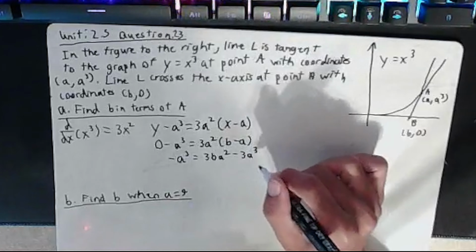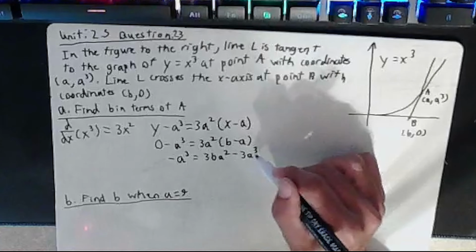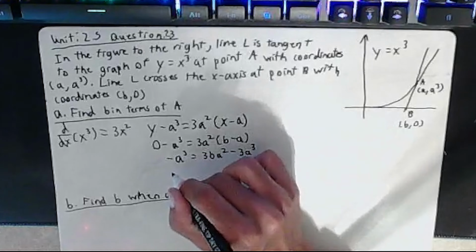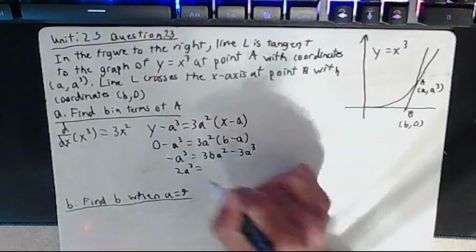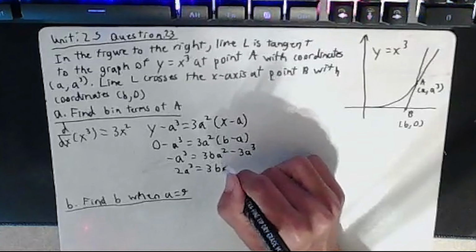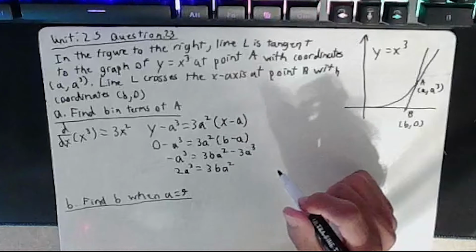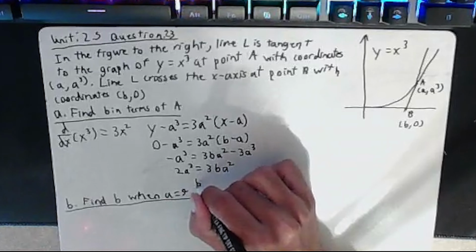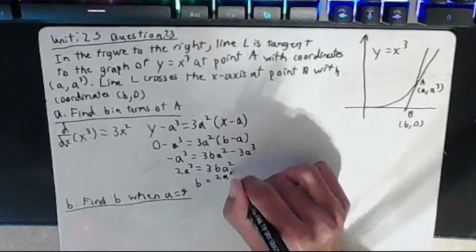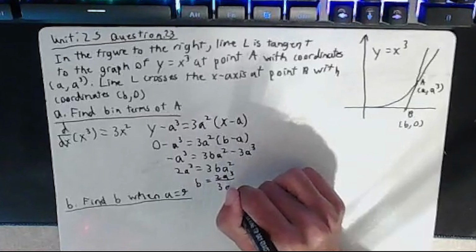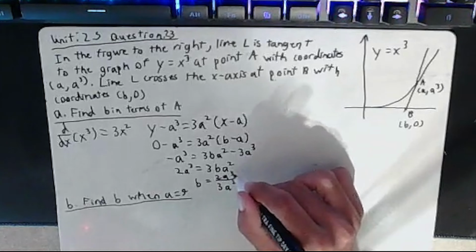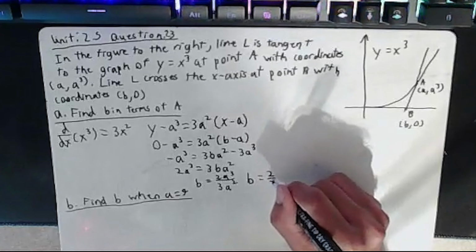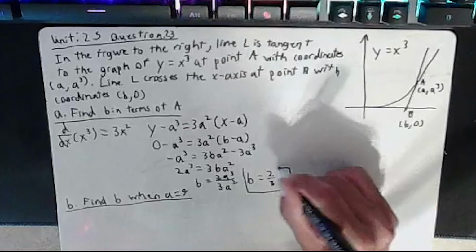Then I'm going to bring this 3a cubed over to the other side by adding it to both sides. So 3a cubed minus a cubed is 2a cubed. So 2a cubed equals 3ba squared. From here, I'm just going to divide both sides by 3a squared. So we get b equals 2a cubed over 3a squared. I have an a cubed on the top and an a squared on the bottom, so that turns into just a. So b equals 2/3 a as my answer for b in terms of a.